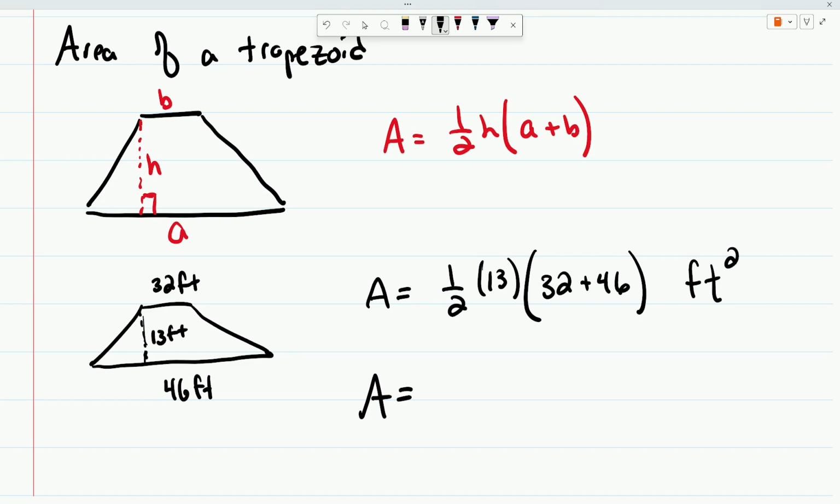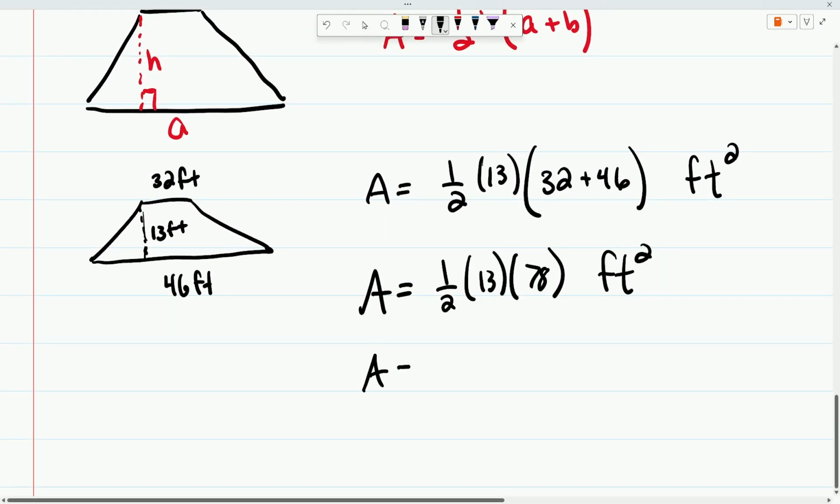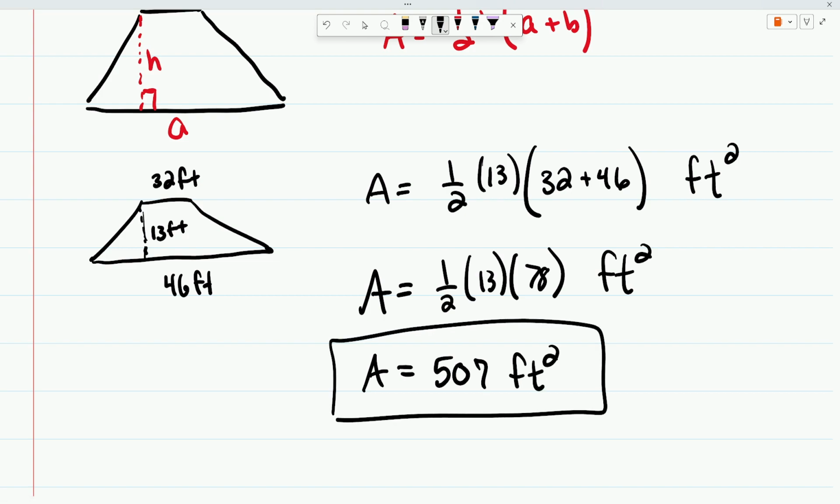And then from here, you just add, then multiply, and then divide by 2. So we're going to add the inside. So 32 plus 46 is going to be 78. So 1/2 times 13 times 78 square feet. And when you multiply this all out, you end up with 507 square feet.